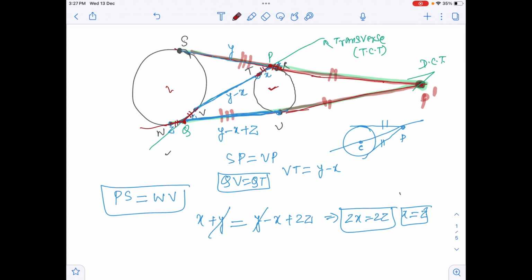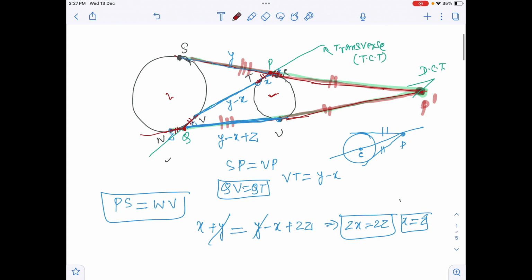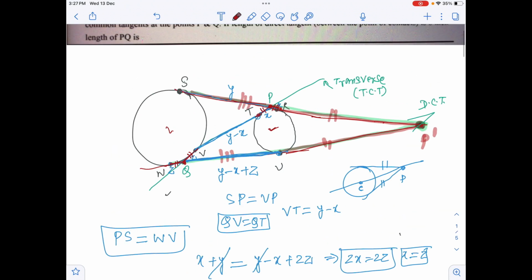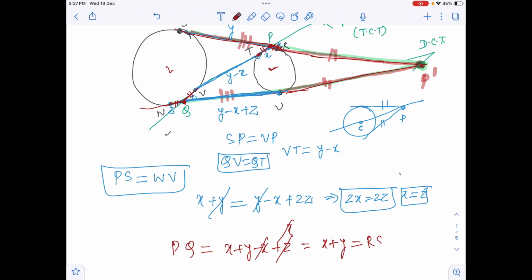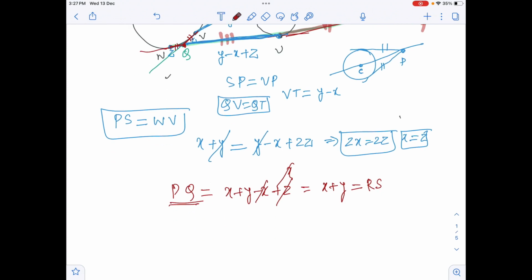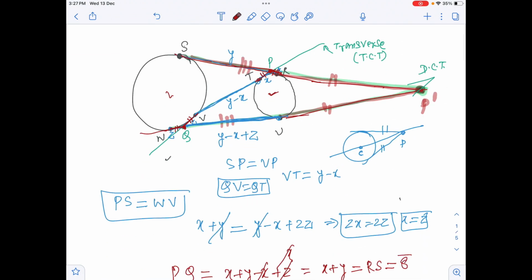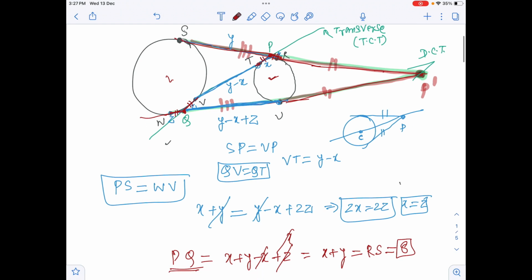So hence we have already got the answer to this problem, because we wanted PQ. So the PQ value is nothing but X plus Y minus X plus Z, and since Z is X, the X terms will cancel. It's X plus Y, and X plus Y by our notation is RS. So that's the length of the direct common tangent. So PQ distance is the same as RS distance. Hence the answer to this problem is 8. So this is a good problem which shows you how to apply the basic concept in order to solve certain problems.